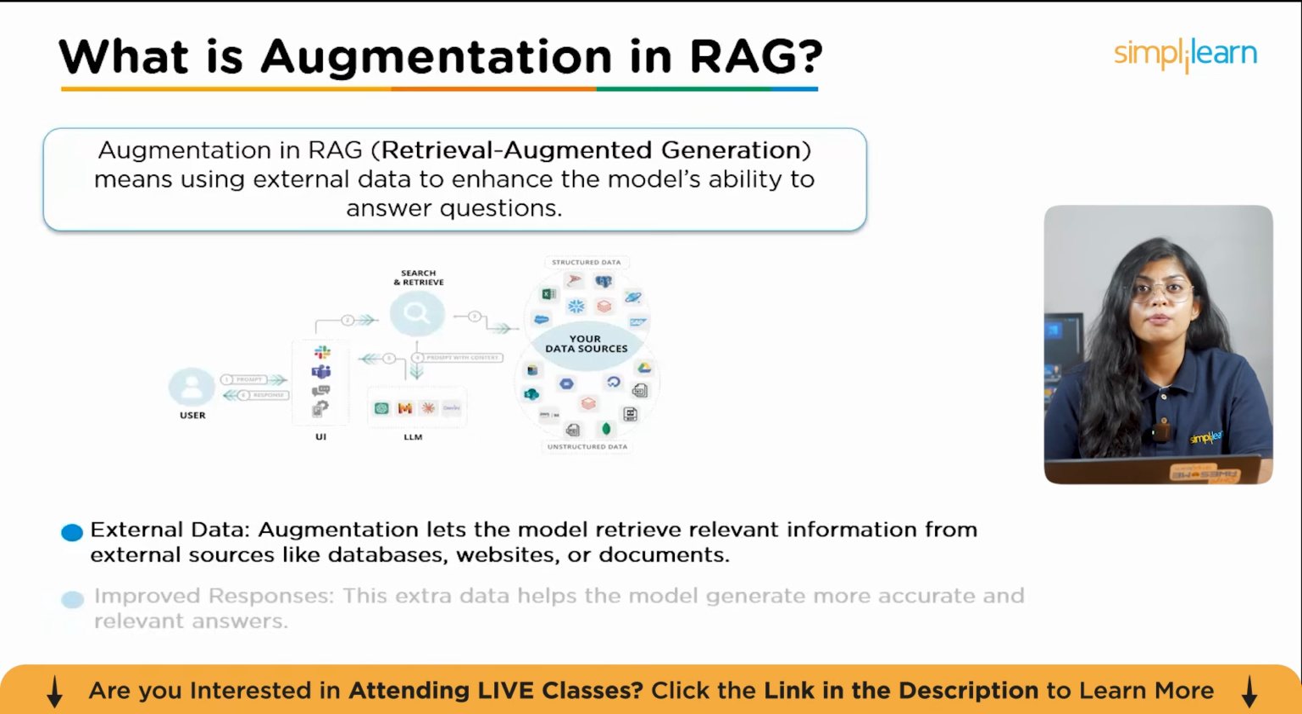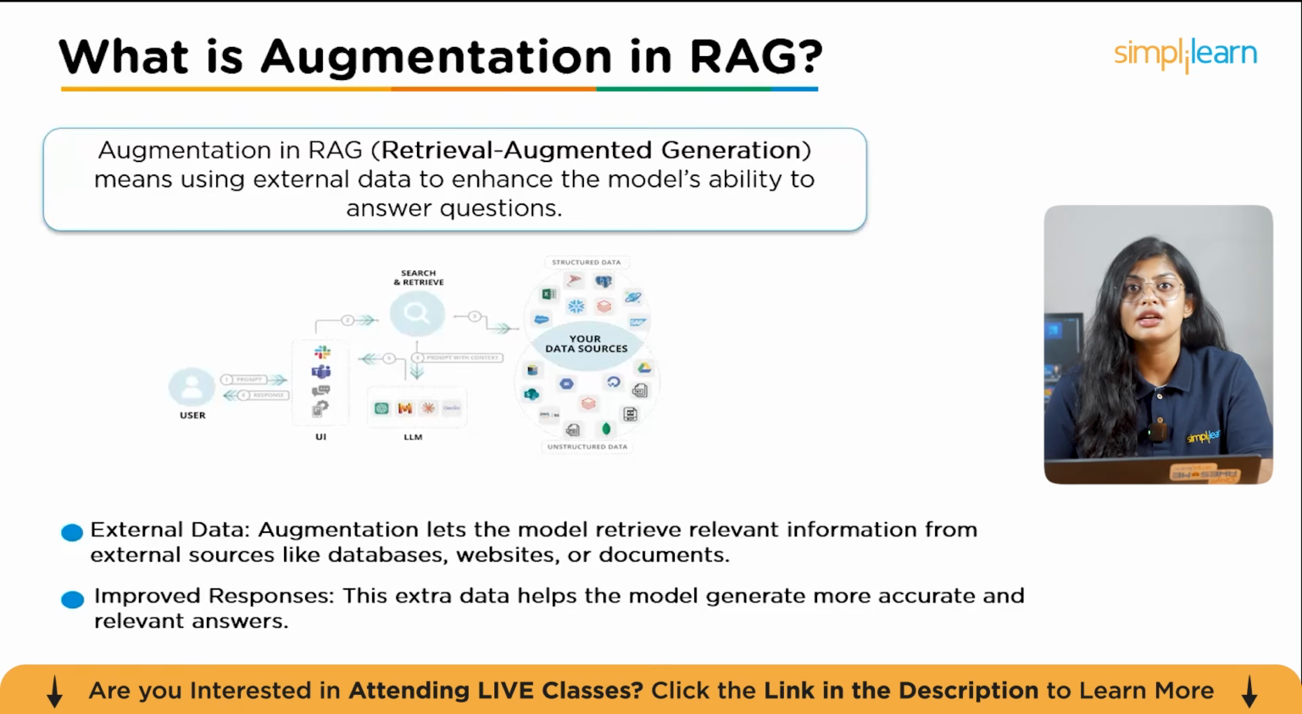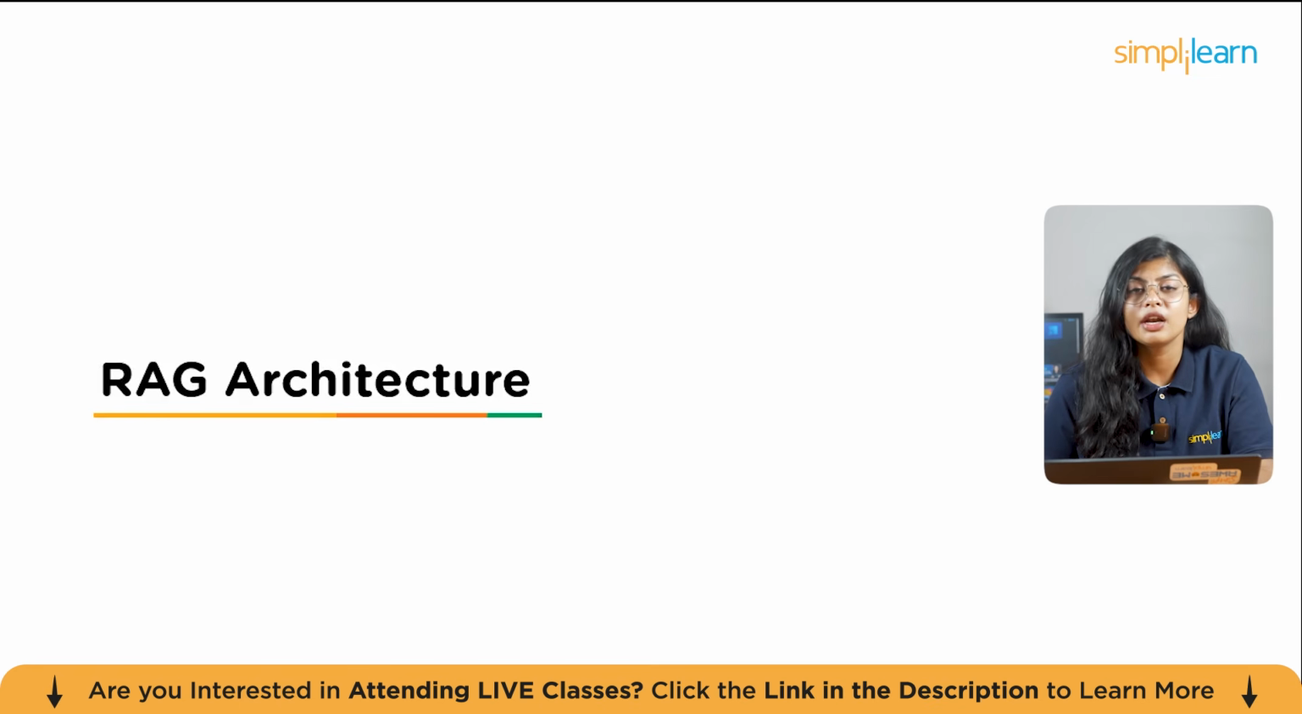Second point is improved responses. Because the model has access to external data, it can generate answers that are more accurate and more relevant to the question. So in simple terms, augmentation is a step where we enrich the model with external information so it can answer better. Now that we have understood retrieval and augmentation separately, let's look at how everything fits together in the complete system, which is the architecture part.